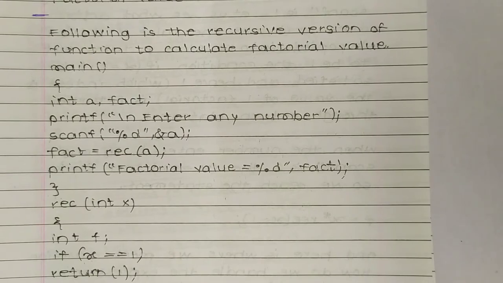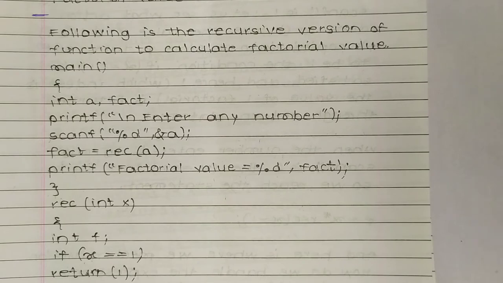Now scanf, %d. So %d is used for integers, comma, ampersand a. So ampersand a is for reading that data and storing it in a.